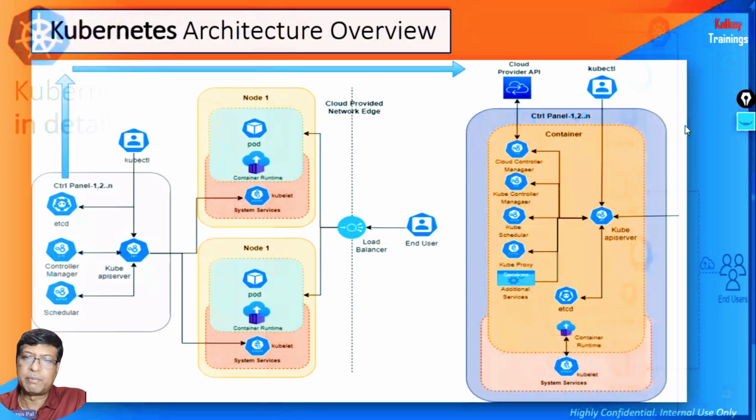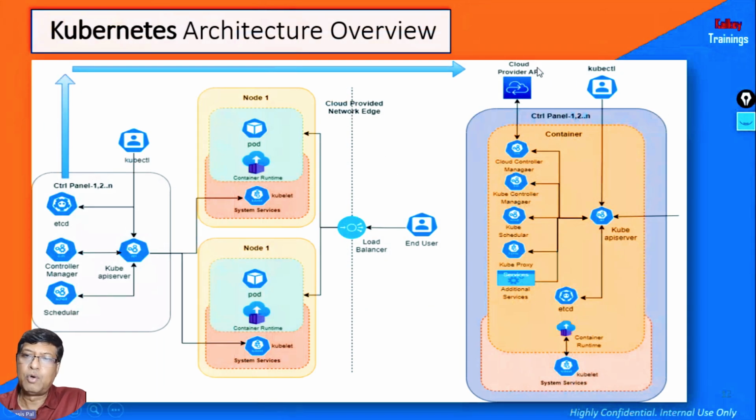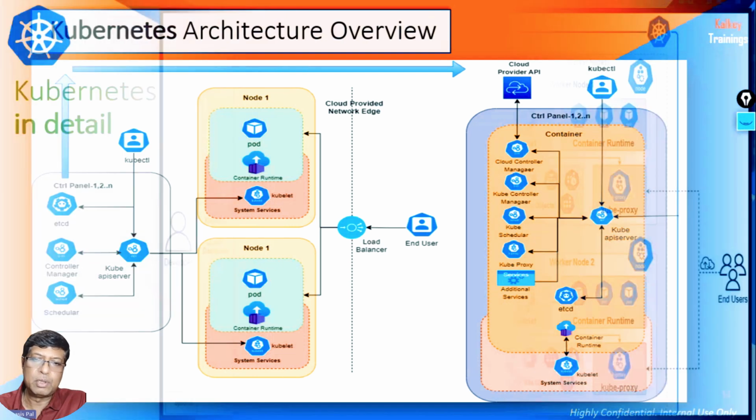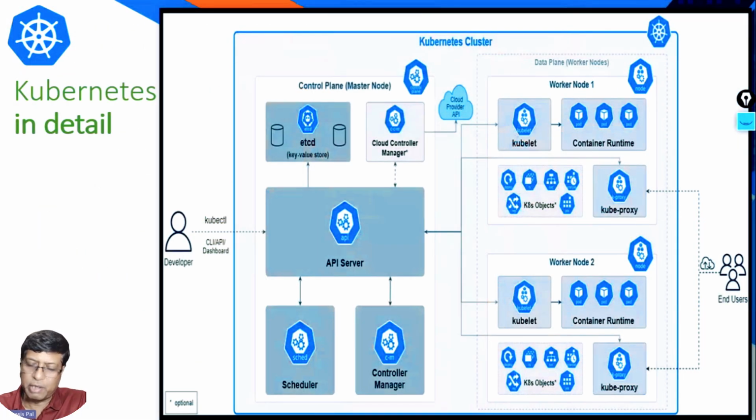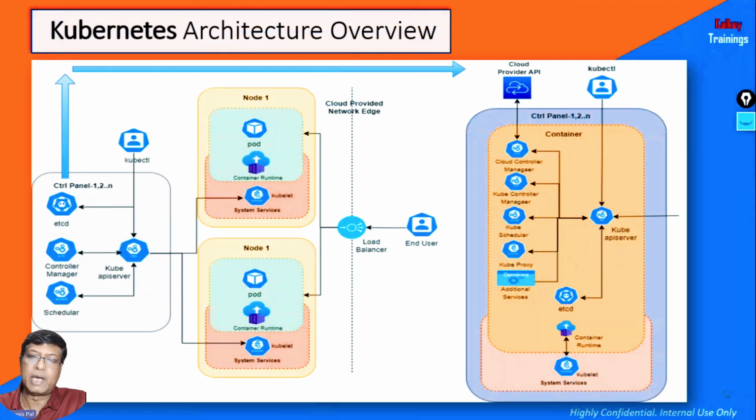But if at all it comes, then you have something called a cloud provider API. The control plane interacts through the cloud controller manager, which will interact with that service provider, either EKS or AKS. So I'm taking this out of the discussion. Think that they are not there. Otherwise, whatever we have discussed remains the same.